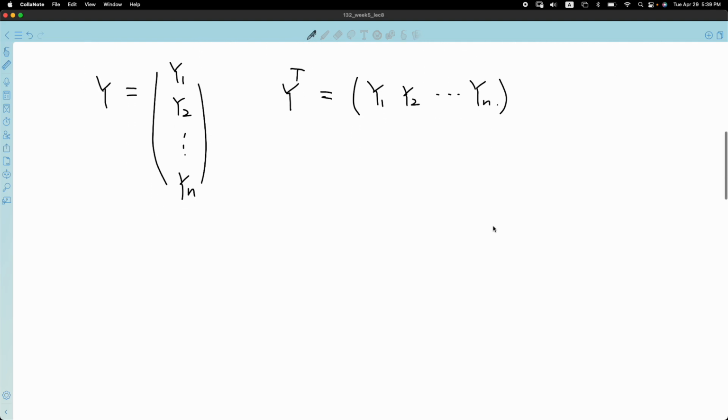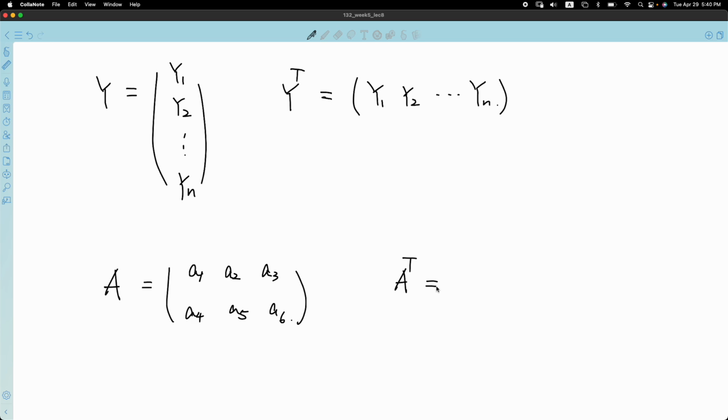Okay, so that is for the vector. Now let's do a matrix. Let's do a non-square matrix, A1, A2, and A3, A4, A5, and A6. So this is a 2 by 3 matrix, 2 rows and 3 columns. And then the matrix A transpose just flips on the diagonal.